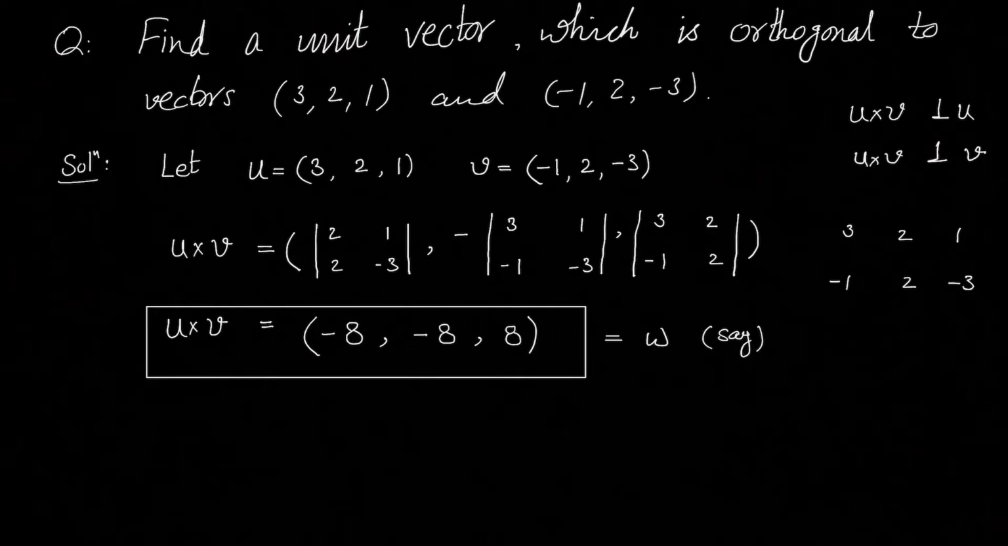So first find out the norm of the vector w, because we have to do the normalization. For the normalization, first we will find out its length. So it is the sum of the component squares, minus 8 square, minus 8 square and 8 square. Simplify it, you will get.